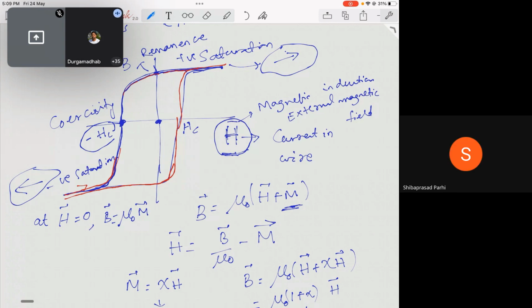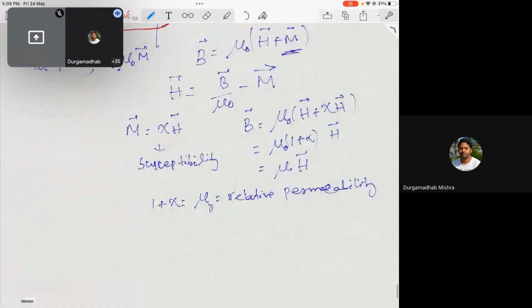So it is the magnetic field because of the flow of current. Simply the external, real current that flows through a wire, any loop, any conducting element, that will be your H. And that H can magnetize the material.